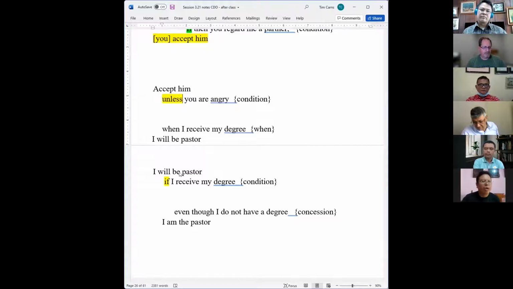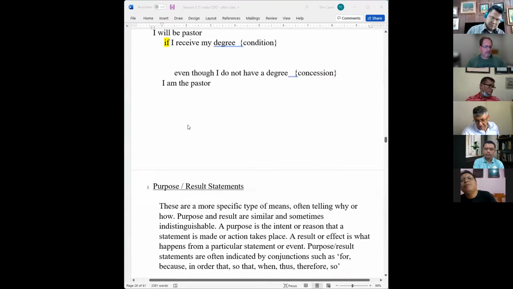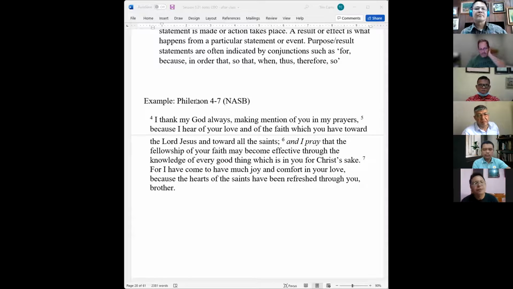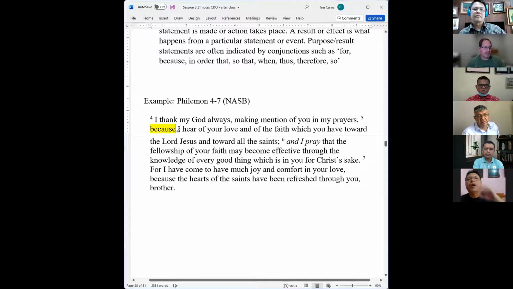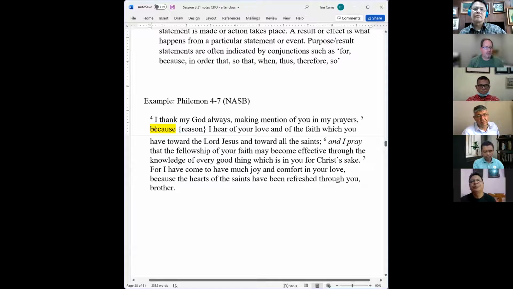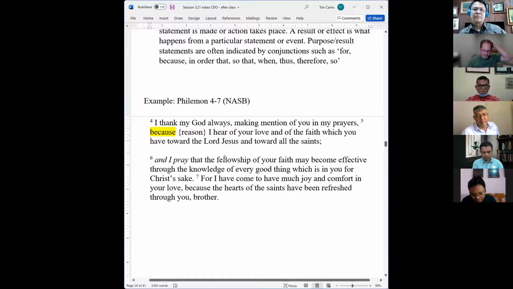Where are we here? Okay. Oh, purpose and result statements. So look for purpose and result statements. For example, we already saw this passage: "I thank my God making mention of you in my prayers because..." Okay, that's a purpose statement or a reason. Why do I thank my God? Because I hear of your love and the faith which you have towards the Lord Jesus, and all the saints. And I pray the fellowship of your faith may become effective through the knowledge of every good thing which is in you, for Christ's sake, for I have come.